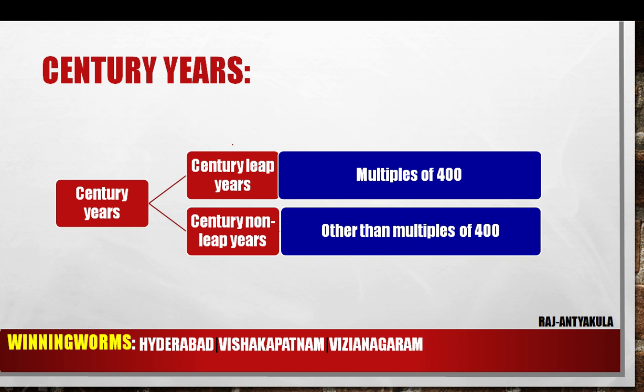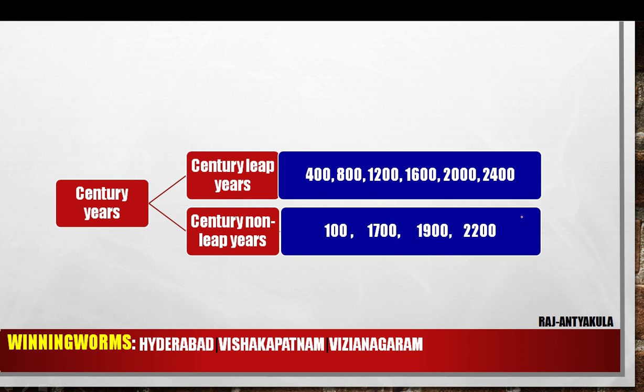See here, century years are again classified into 2 types: century leap years and century non-leap years. Century leap years are nothing but multiples of 400. Century non-leap years are other than multiples of 400. We will see examples. So 400 is a leap year, 800, 1200, 1600, 2000, 2400 are leap years. Century non-leap years: 100 is not a leap year, 1700, 1900, 2200 are century non-leap years.